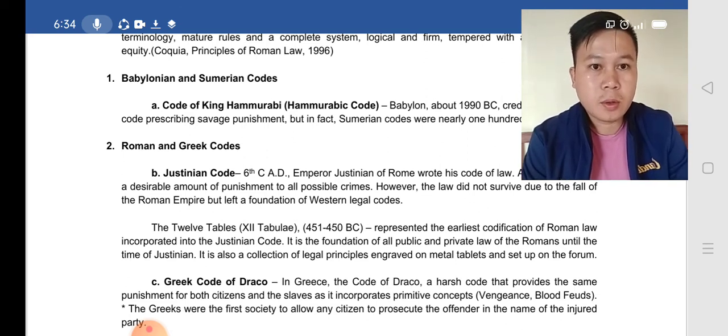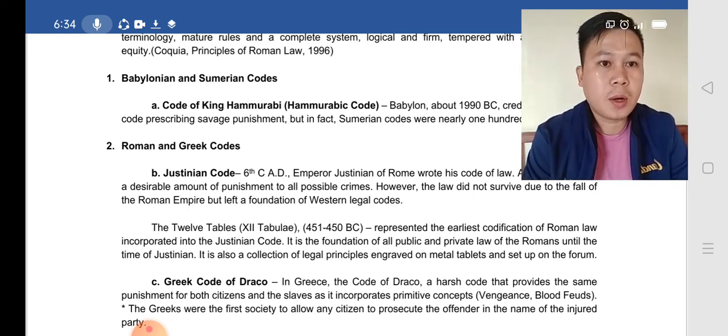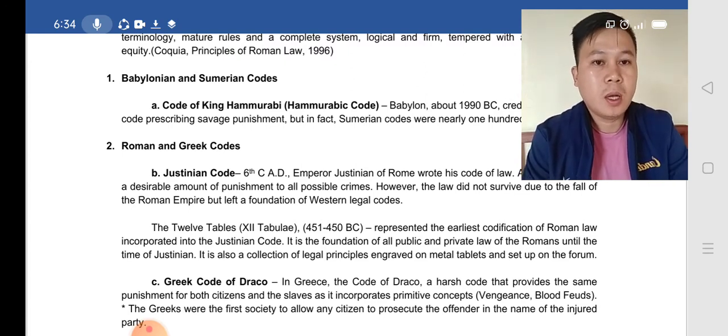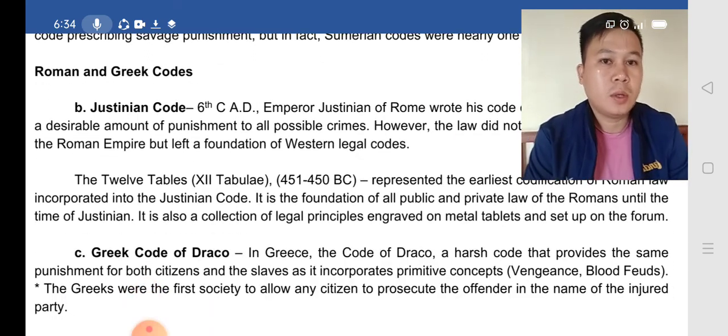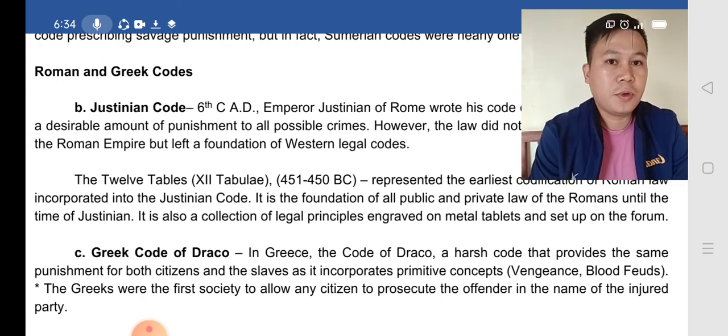The Greeks were the first society to allow any citizen to prosecute the offender in the name of the injured party. So, kapag napatunayan na ang isang tao ay nakagawa ng krimen sa kapwa niya, so doon na siyang magbibigay ng hatol sa taong nagkasala sa kanya, which is in the concept of vengeance and blood feuds.